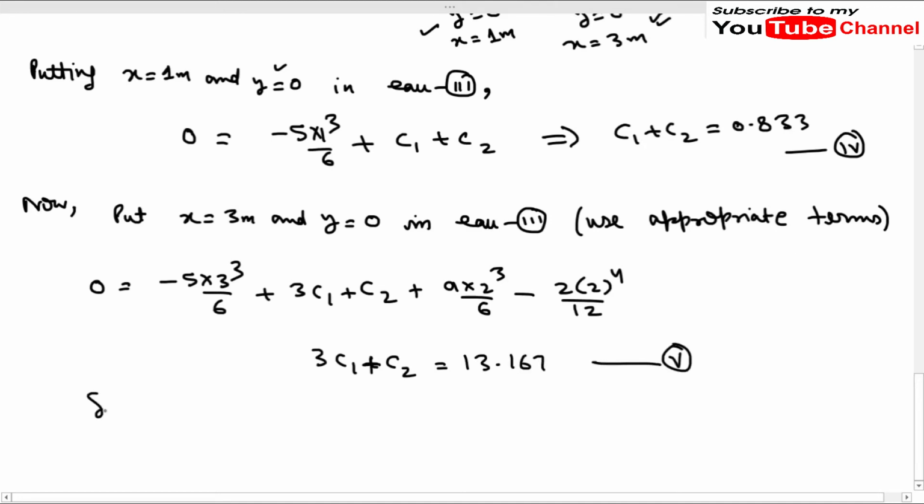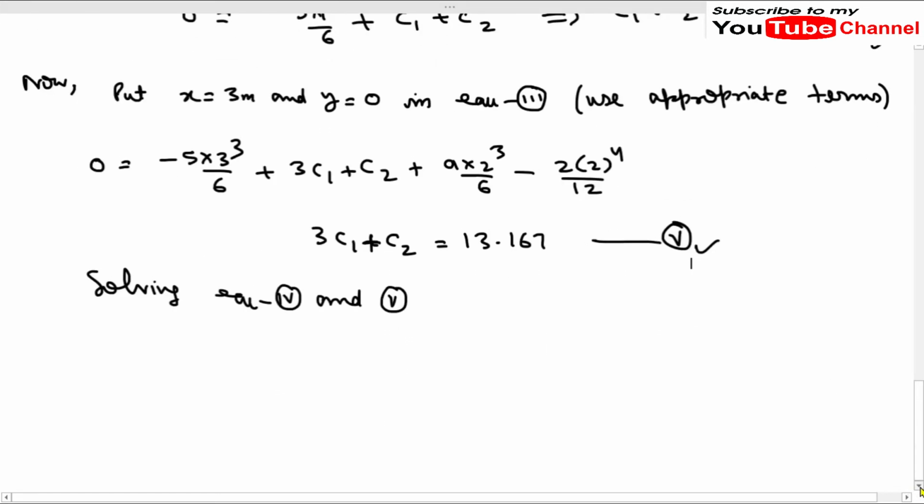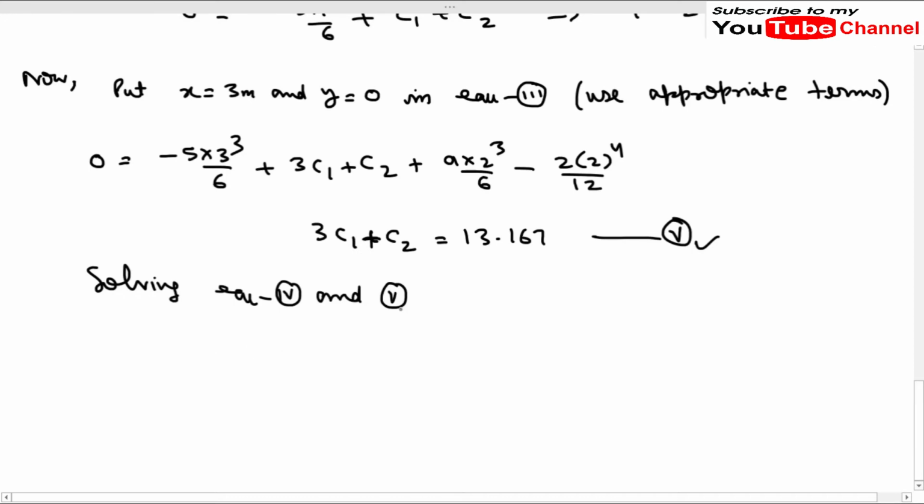Now I will write, solving equation number 4 and equation number 5, which is the fourth equation is this and the fifth equation is this. After solving these two very simple equations, you will get the value of C1 as 6.167 and the value of C2 as minus 5.334. Now we have got the values of the constants, so we can write out our final elastic curve equations.